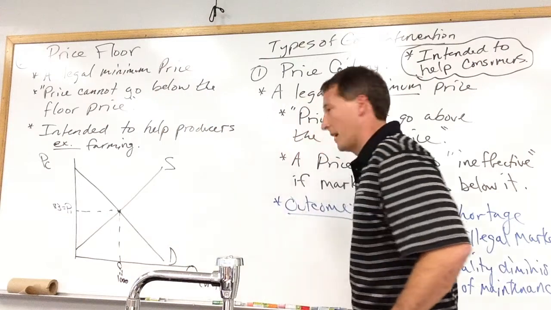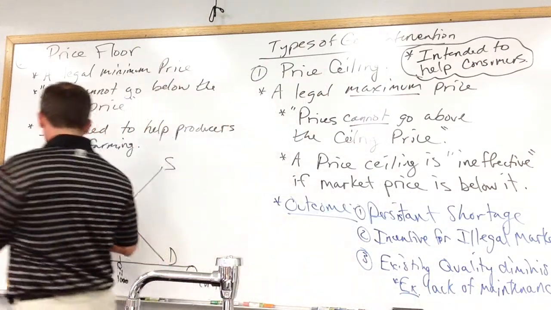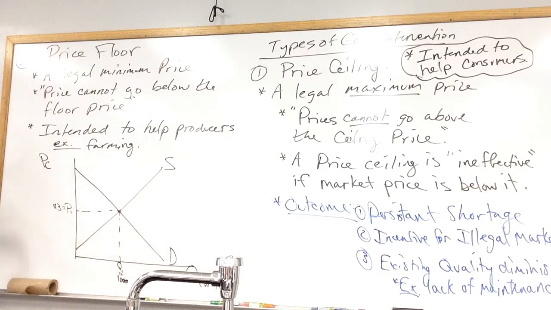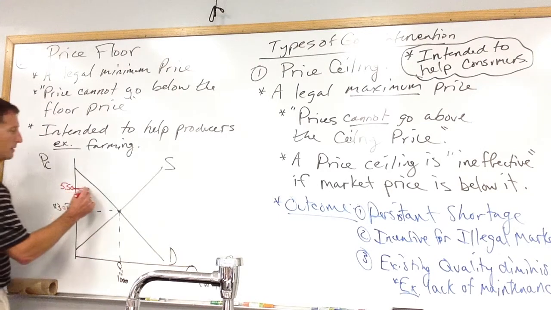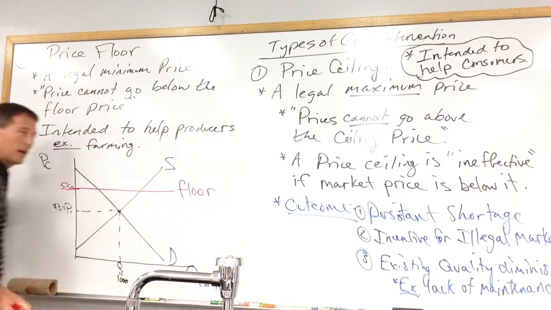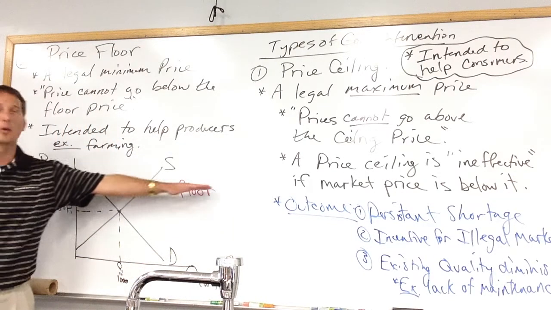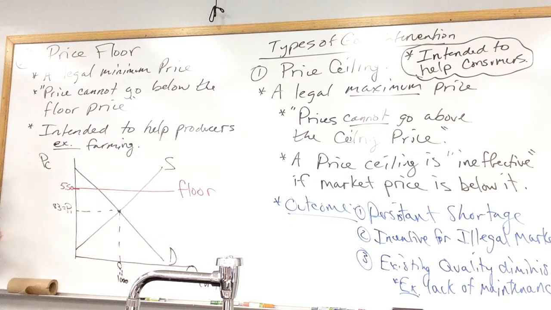So, in an effort to help protect farmers, we say that prices can't go below $5.50. So somebody did a study and said that would be the amount that would keep the family farm alive. So let's set a price floor at $5.50.